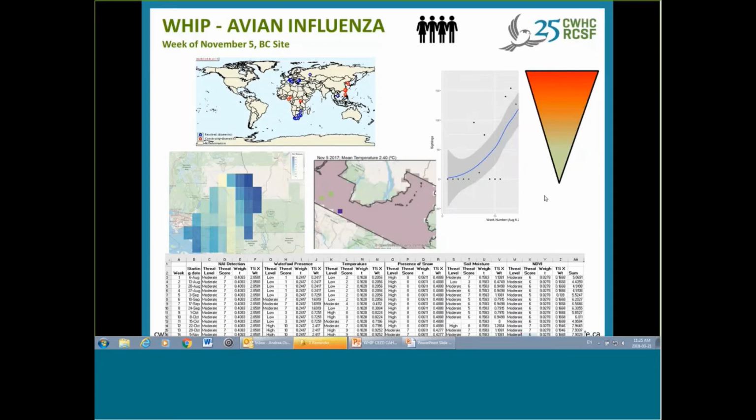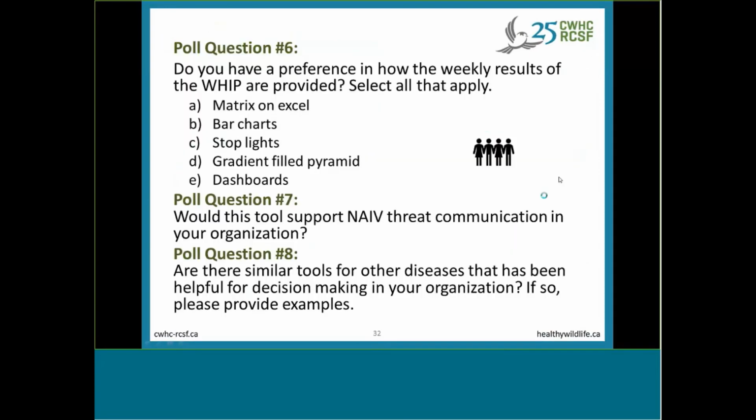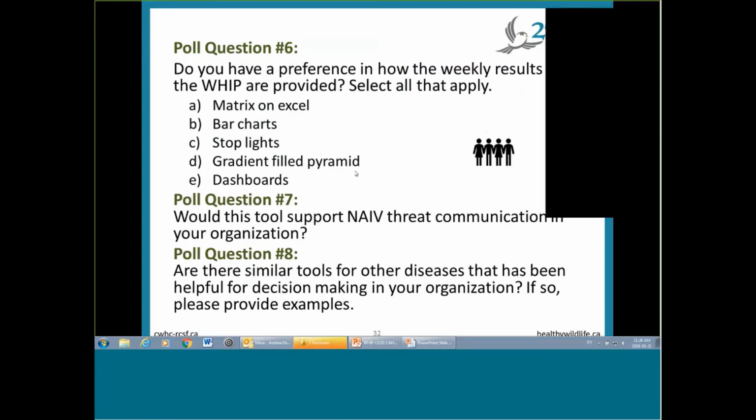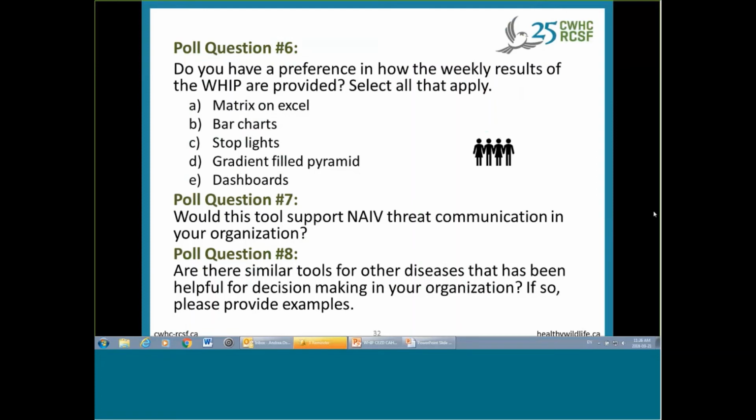So we should probably go on to the next slide. We do have some more questions. These are for communication. The question is how you would like the weekly results provided, so you can select all that apply. And then whether you've used a threat communication like this in your organization, or whether you think this would support threat communication in your organization for avian influenza. For question 8, if you've used a similar tool in your organization, as well perhaps if you've thought of a disease where this might be useful, provide that as an example.